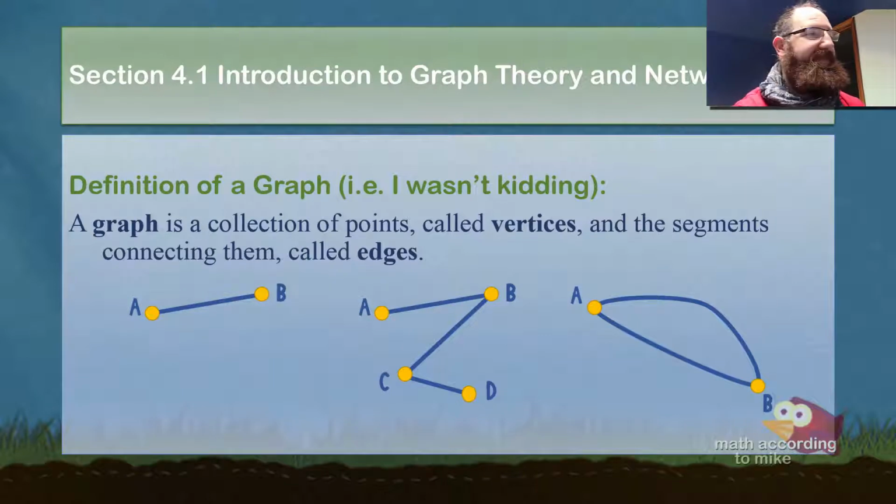A graph is a collection of points called vertices and the segments connecting them called edges. Well, notice we have one sentence and 3 terms.